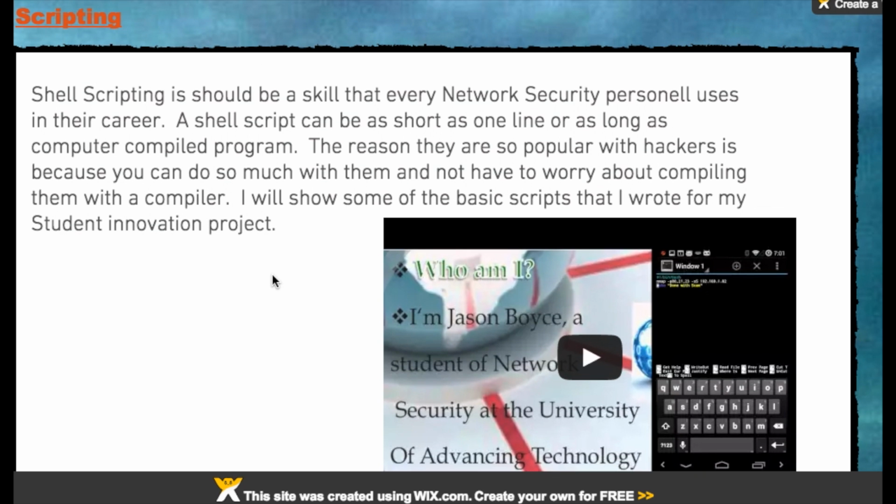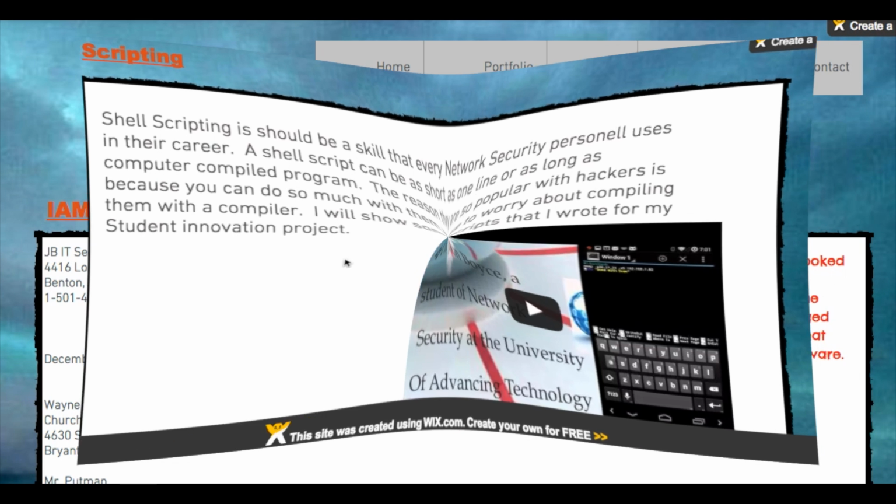It is very important to network security because of all the different exploits that hackers can use to attack a network. A very good network security analyst should be able to look for these kinds of scripts, and also be able to write these kinds of scripts.